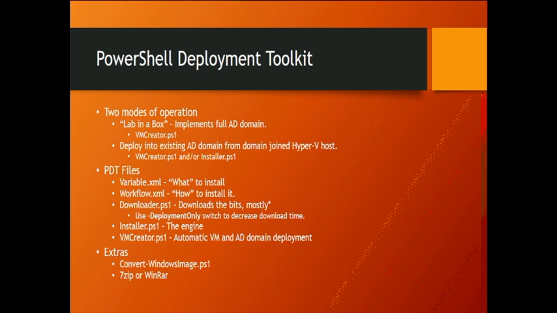The downloader is what actually downloads all the requirements for your System Center deployment. If you're doing a small deployment with just R2 or just System Center 2012 SP1, you can use the deployment only switch, and it'll only download those bits that are required. If you don't use that switch, it will download everything that's defined in the workflow XML. So that would include not only System Center 2012 R2, but 2012 SP1 as well, because you do have the ability to install either version with PDT at this time.